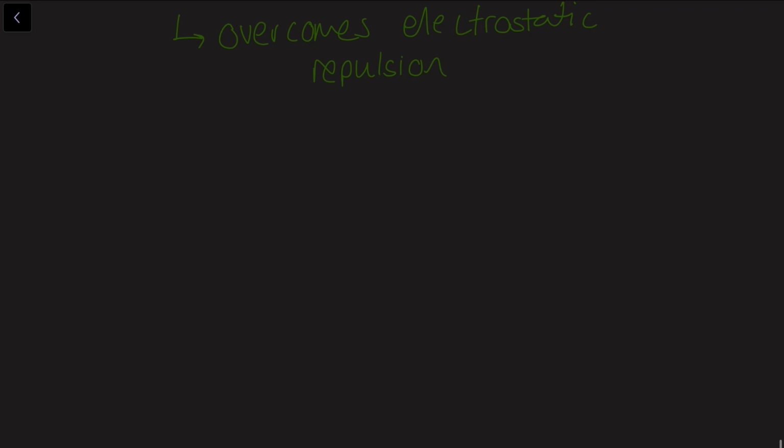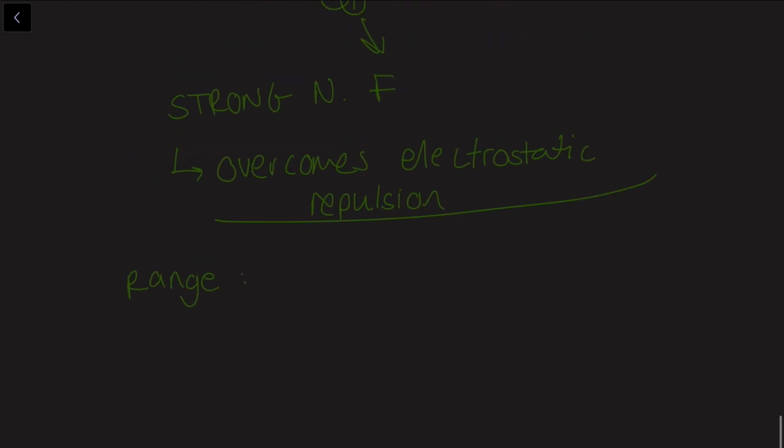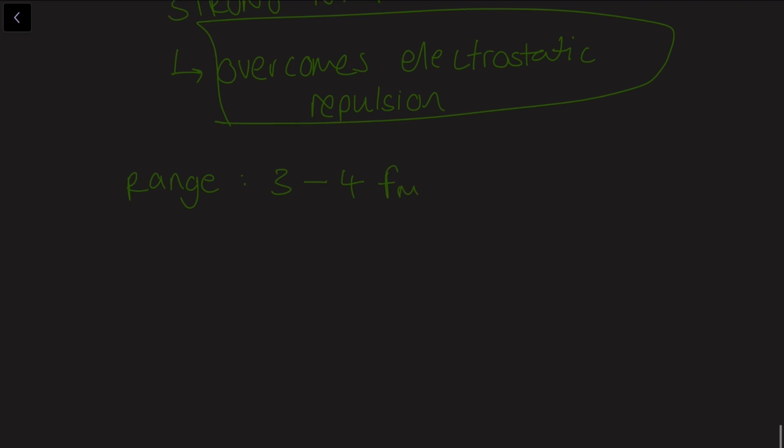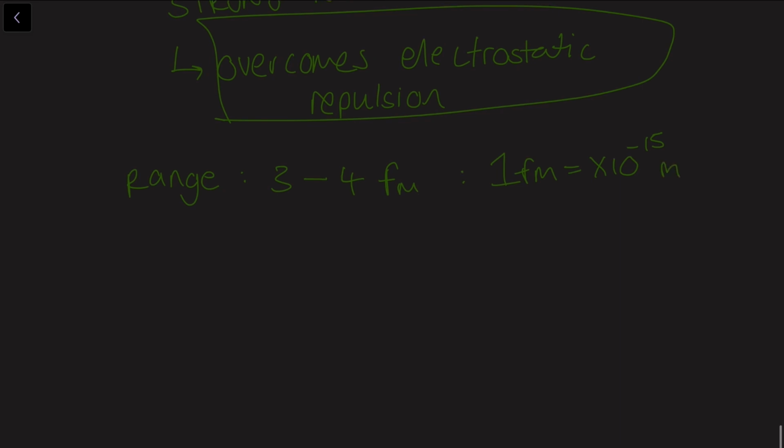So it's got a range. Now the range is something you need to know off by heart. It's a very easy 6 marker, like, explain the strong nuclear force. You can get a mark for its range being between 3 to 4 femtometers. Now a femtometer is very, very small. 1 femtometer is 10 to the power of minus 15 meters. That is very, very small.